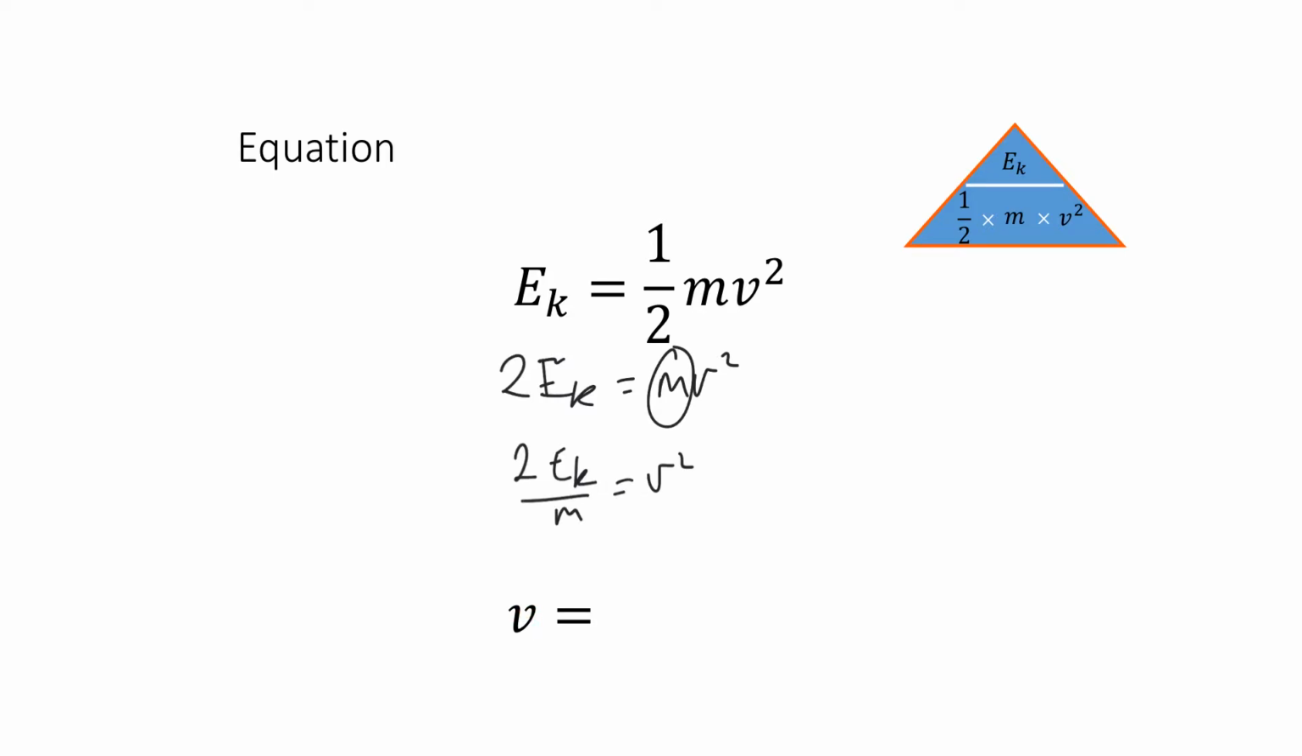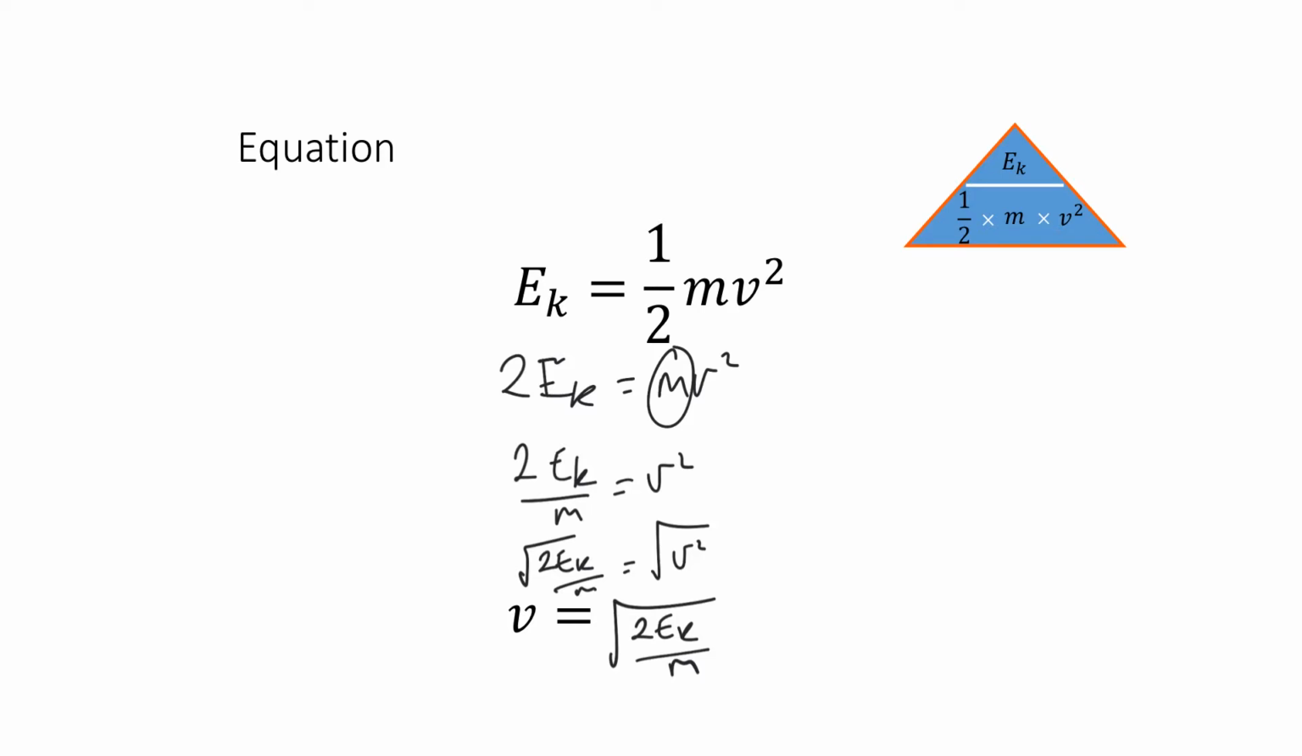Now what we're looking for is v by itself, and we've currently got a v squared term, so we've got one final step to do, and that's what makes this equation a little bit trickier than others. So you have to square root the equation on both sides, the square root of 2Ek over m, and that's then equal to the square root of v squared, which gives you v. So v equals the square root of 2Ek over m.